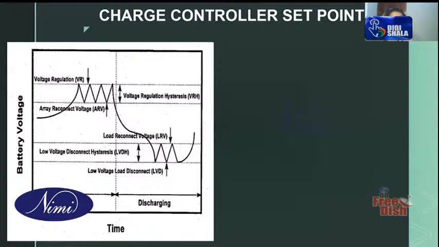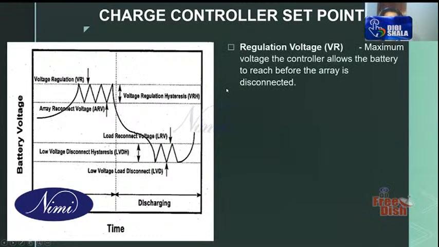Until when will it charge? There is a limit, as I said. The charge has a certain voltage. For example, in a 12-volt battery system, up to 13 volts, this is only an example, your battery will be getting charged. Beyond that your battery should not be charged. That is a cutoff point where your charge controller will switch off the charging process to the battery. This top maximum voltage is called the regulation voltage, VR.